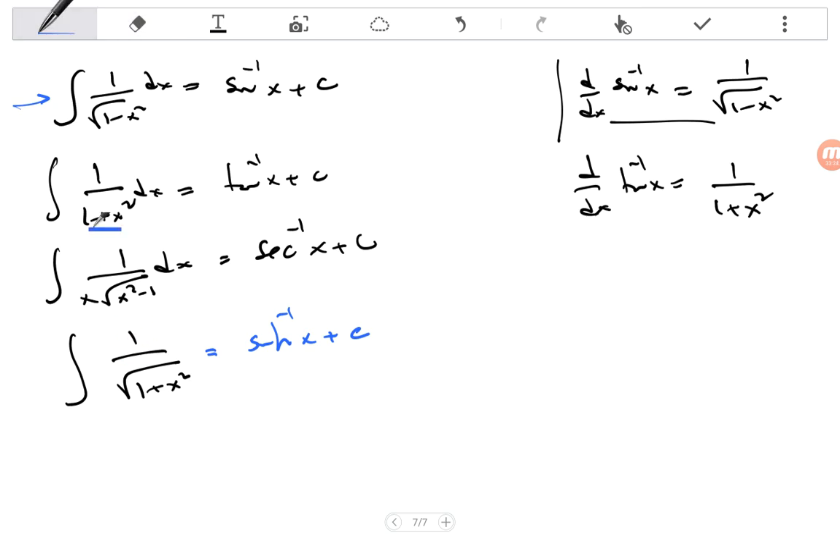Also, look at this expression. If instead of the plus I wrote 1 minus x squared, let's write it. Integration of 1 minus x squared. That will be tan inverse x. Okay? So in this case, if I put positive instead of negative, I will get sine inverse. In this case, if I put negative instead of positive, I will get here tan inverse.